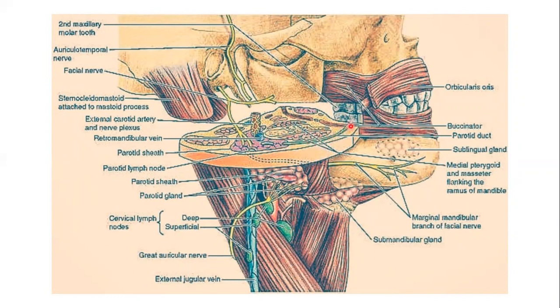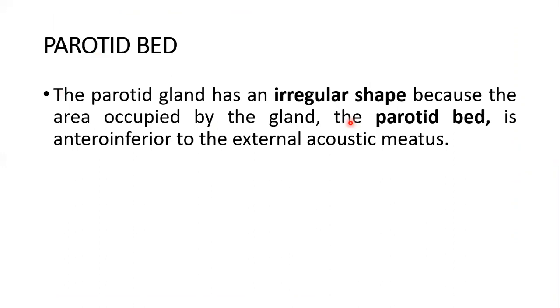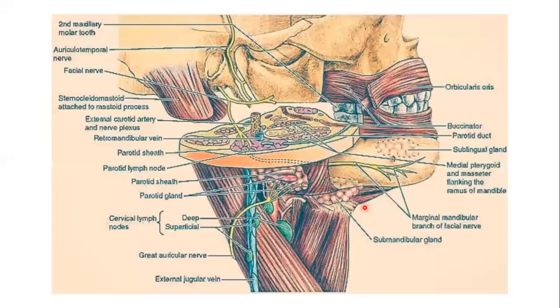And I will describe you in detail very soon. You identify that. Here it goes here and it opens here. I'll tell you what it is. So then a word is used, parotid bed. It has an irregular shape. The parotid gland is shaped irregular. I told you it is pyramidal shaped because the area occupied by the gland, the parotid bed, is antero-inferior to the external acoustic meatus. So this is the point.